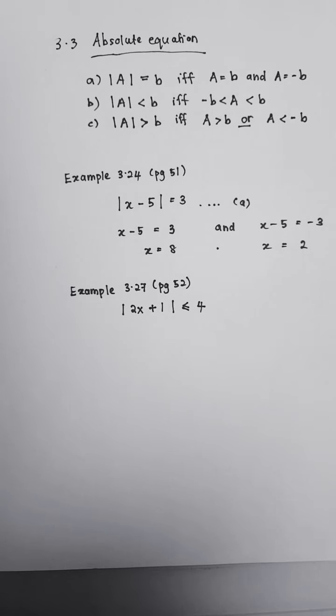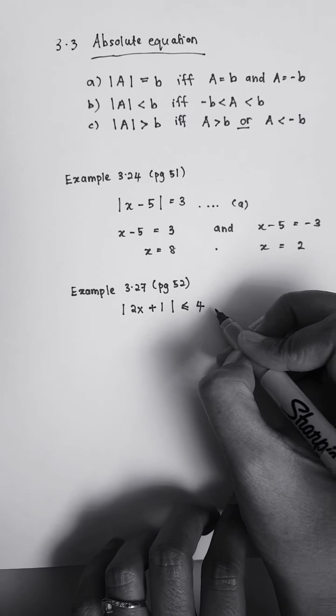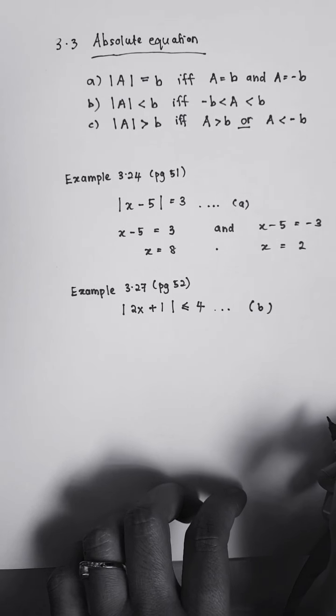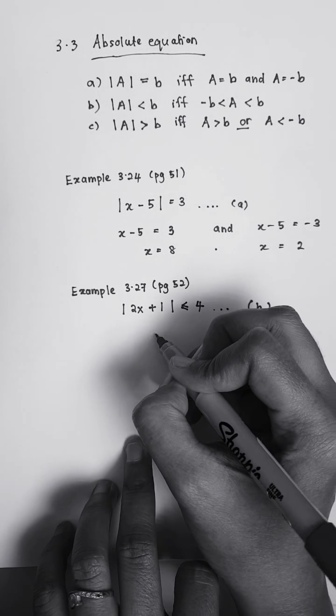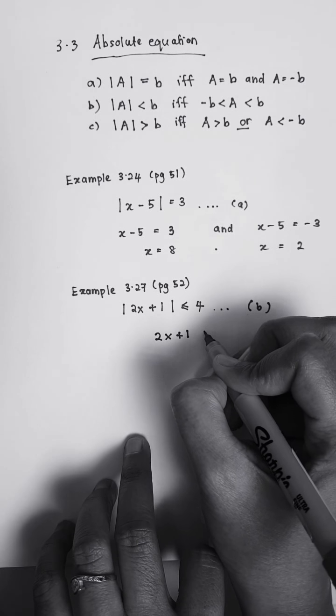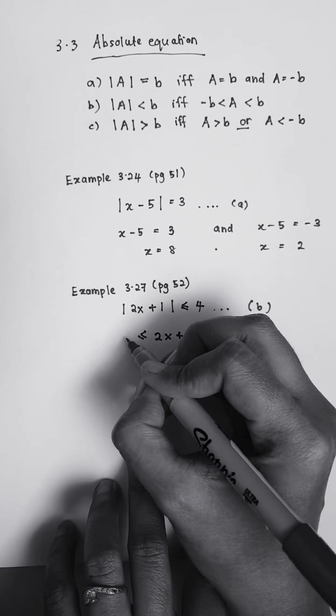Okay, now look at the second example. It is example 3.27 in page 52. We have an absolute equation, absolute value of 2x plus 1 less than or equal to 4. From this equation we know that it is from property B. Okay, how to solve it? 2x plus 1 is in between negative 4 and 4.